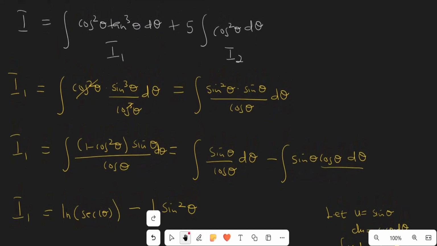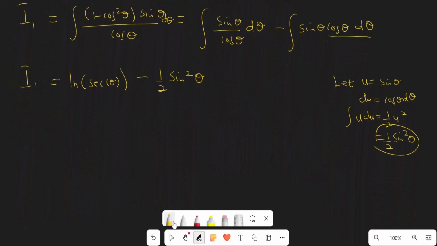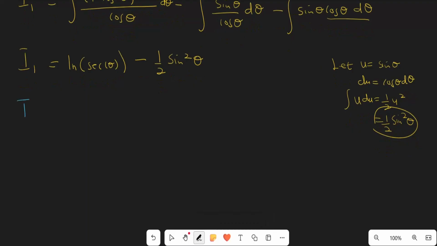The I2 is really very easy, which is just 5 times the integral of cosine square of theta. So let's do that in a different color to make things colorful. Why not? So I2 is going to be 5 times the integral of the cosine square of theta d theta. The integral of cosine square of theta can be written as 1/2 times 1 plus the cosine of 2 theta d theta.